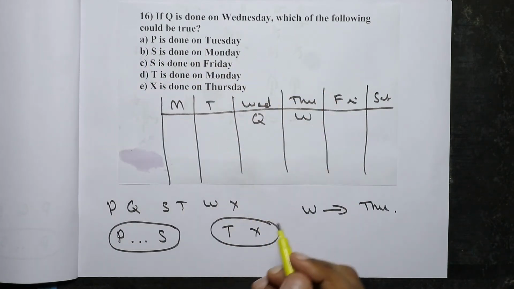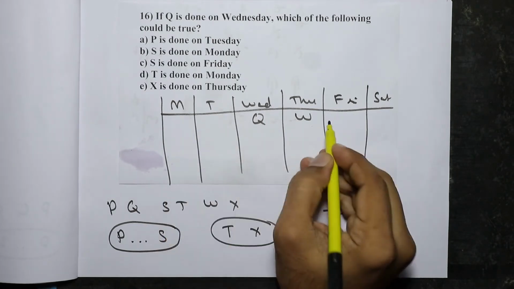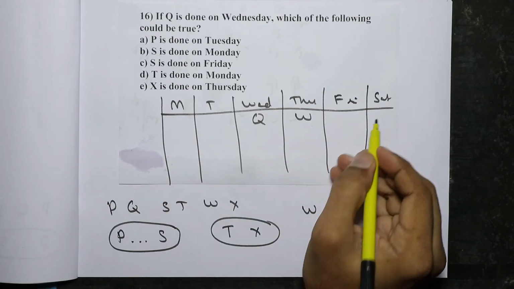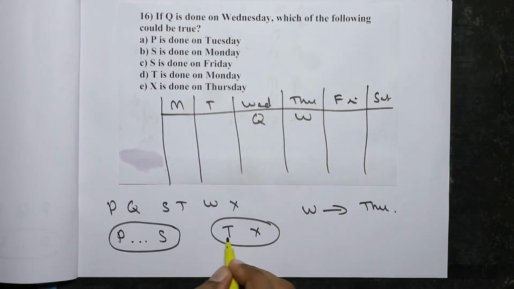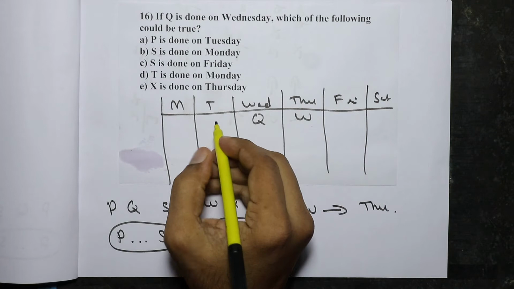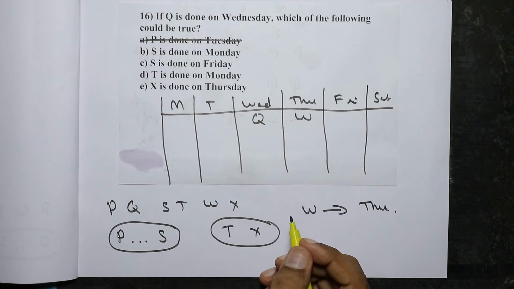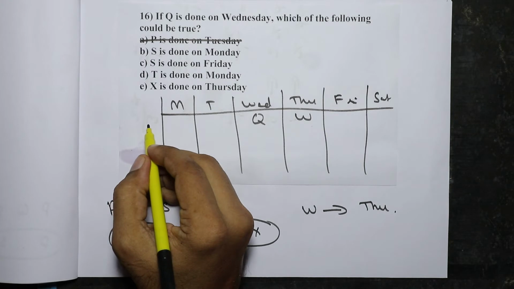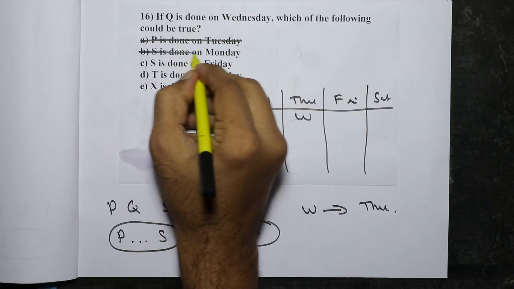P is done on Tuesday. Now if P is done on Tuesday, S has to be done after that and S will have to be done either on Friday or on Saturday. Then only one remaining day will be there and we need to have 2 consecutive days for T and X. That is not available. So P cannot be done on Tuesday. Now S is done on Monday. If S is done on Monday, P should be done before S and there is no space for P. So S cannot be done on Monday. So B is also wrong.